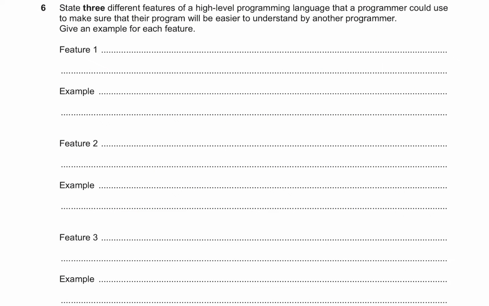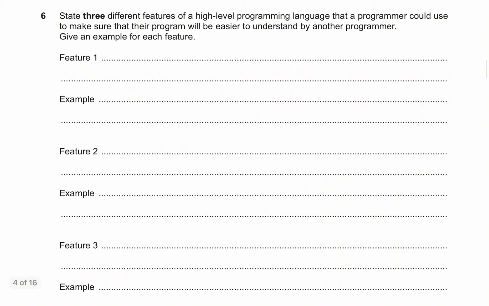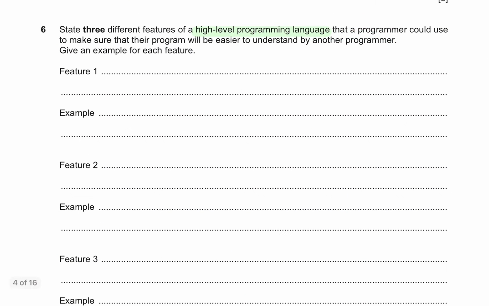State 3 different features of a high level language, that a programmer could use to make sure the program will be easier to understand by another programmer. Give an example of each feature. The first feature can be: all identifiers have meaningful names.